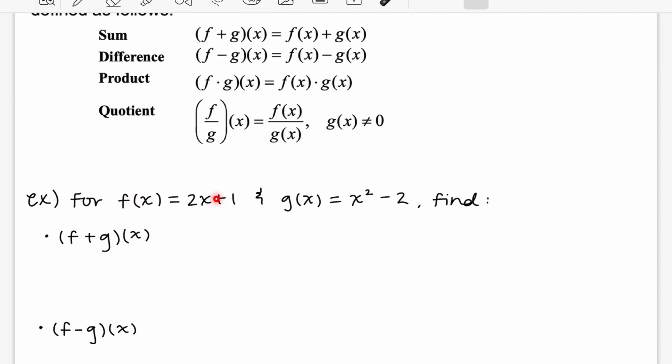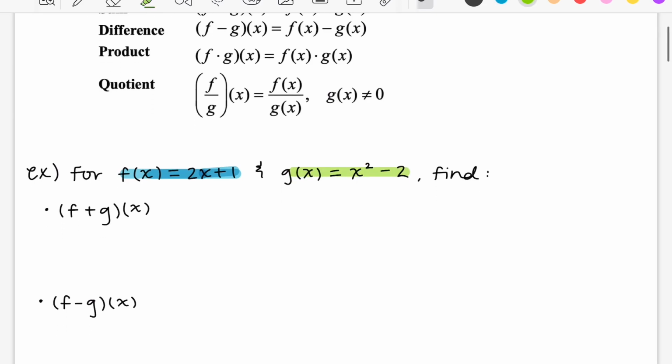The first one, we're given our function f of x is equal to 2x plus 1, and g of x is equal to x squared minus 2. And the first thing we want to do is find the sum of these functions. So we're just going to add these guys up and simplify if we can. So first let's just do some color coding. So we have this function here, f of x, and this one, g of x. So if we're going to take the sum of these guys, then we'll first have f of x, and then we're going to add g of x to that.